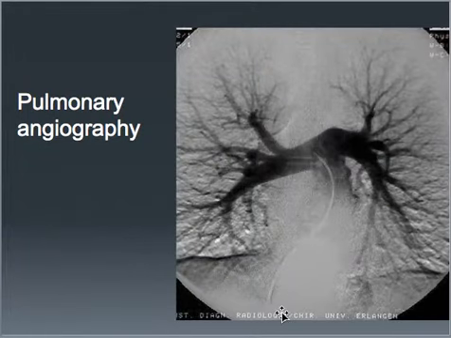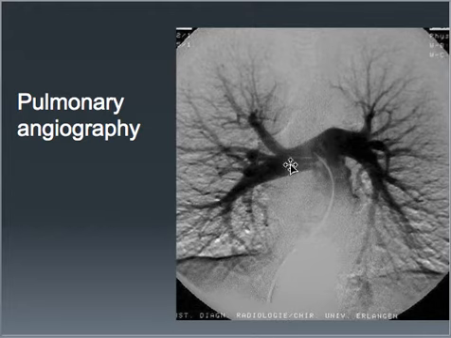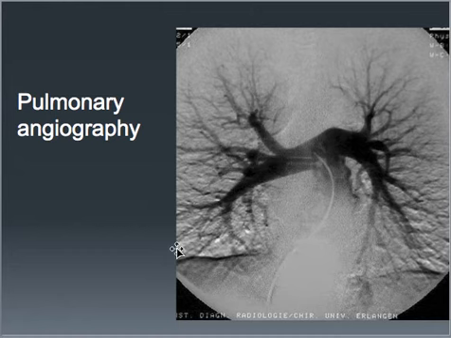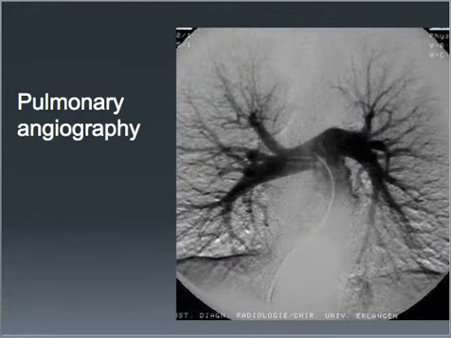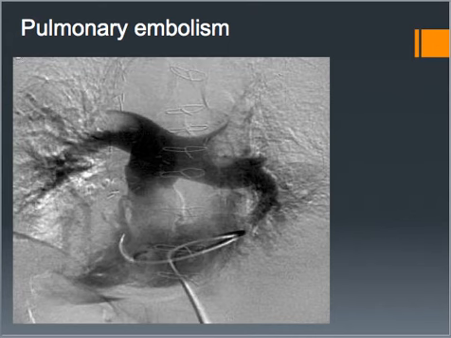This is a pulmonary angiography, so we're looking at the blood vessels in the lungs. You can see where it branches off into the right lung and the left lung, and you can see all the pulmonary arteries here on each side. And then this next one is actually a pulmonary embolism. So this one is normal, and this one has an embolism.